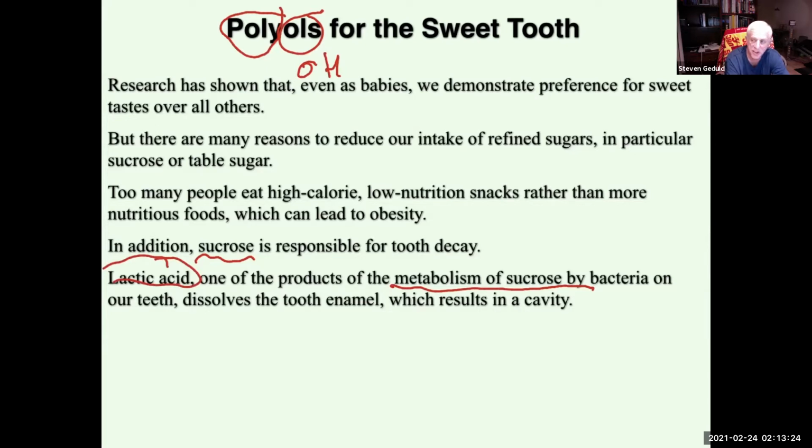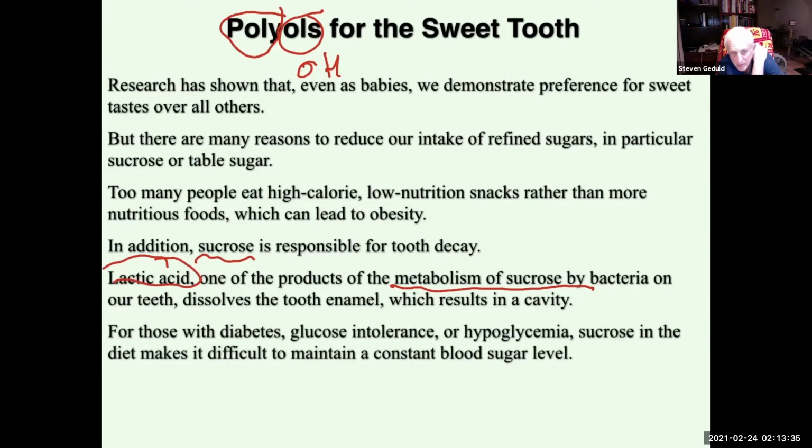So you have to have two things in the mouth for decay to occur. You have to have the bacteria, and you have to have a food source, like sucrose. Okay. For those with diabetes, glucose intolerance, or hypoglycemia, sucrose in the diet makes it difficult to maintain a constant blood sugar level and causes it to fluctuate. You go in the nursing program, you realize how much trouble sucrose causes. If you take sucrose out of the diet, you remove a lot of food source for a lot of bad things that go on in the body.